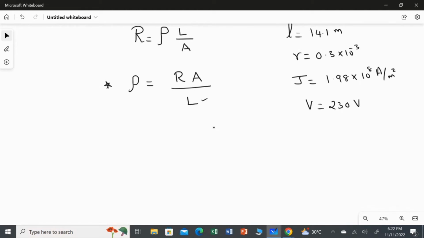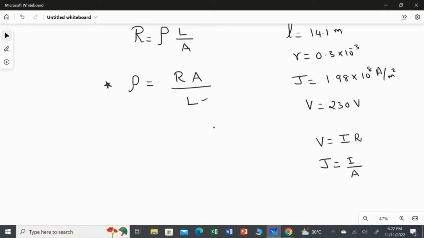We are going to use the formula for the current. Current, we have two formulas, which is V equal to I multiplied by R, and also we have the rule for the current density, right? The current density J is equal to current over area, right?